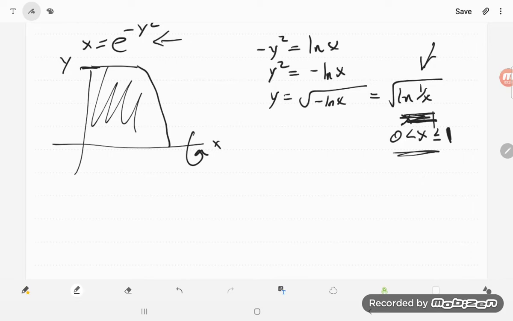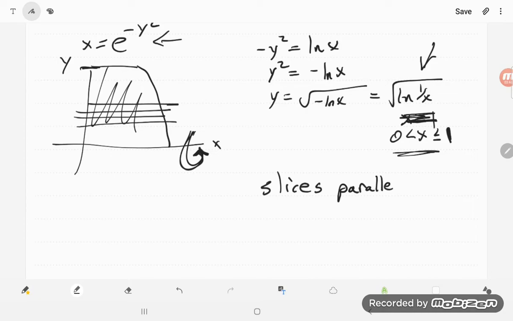So in making shells, I'm going to slice this way as I'm rotating around that way. So notice that with the shell method, the slices are parallel to the axis of rotation. Okay, I'll even write that down. Slices parallel to axis of rotation. So remember, with the disk method, they were perpendicular to the axis of rotation. And so we're going to rotate these things around to make our tin cans.